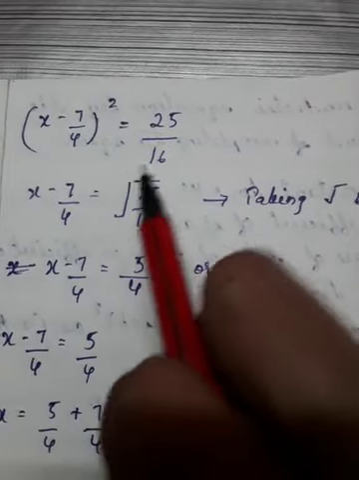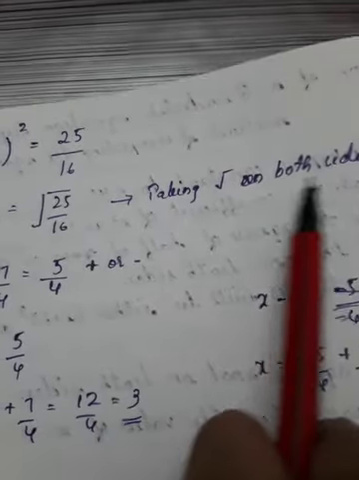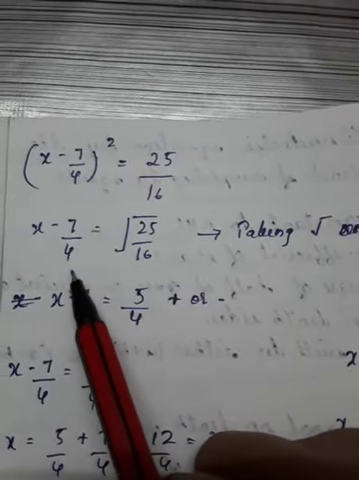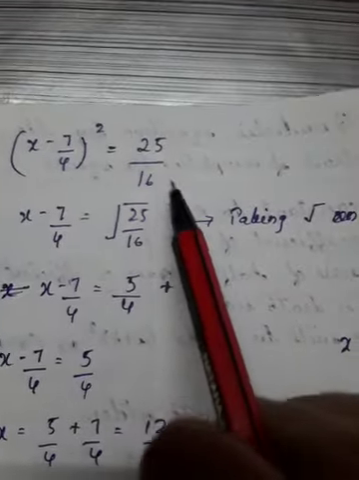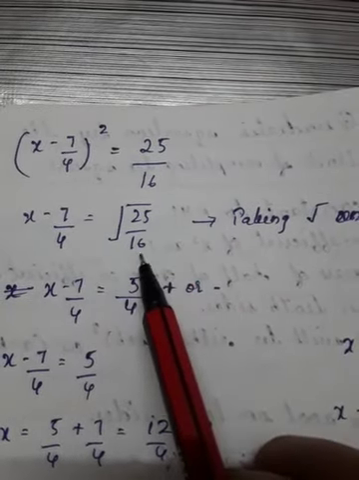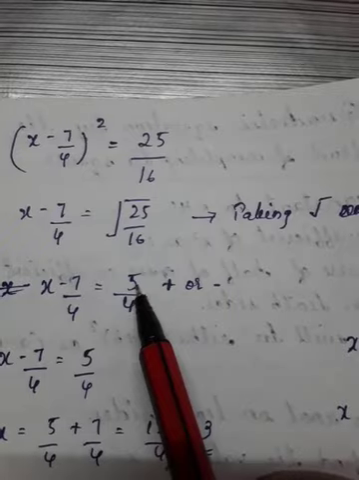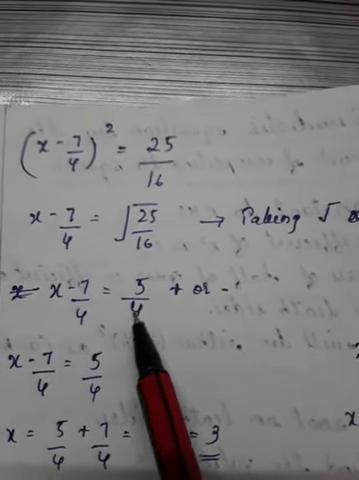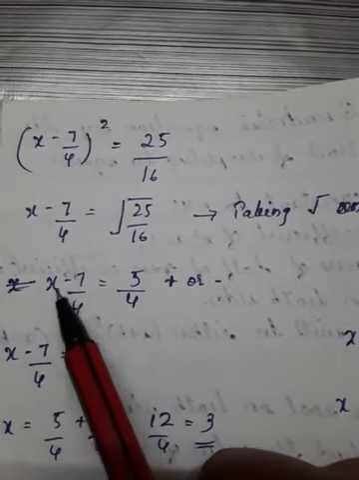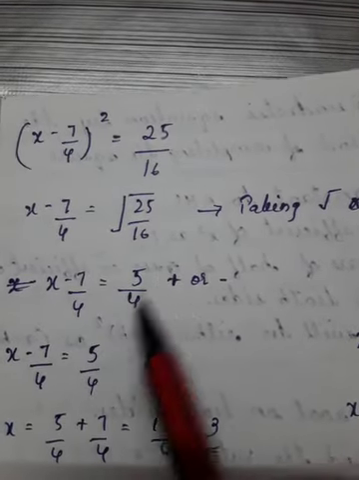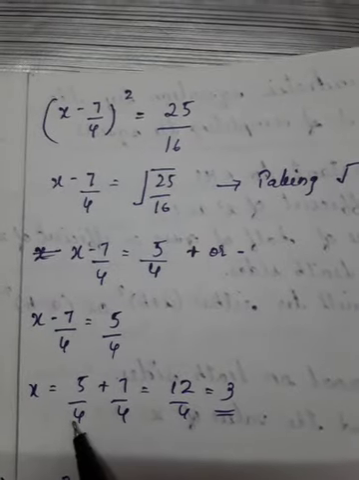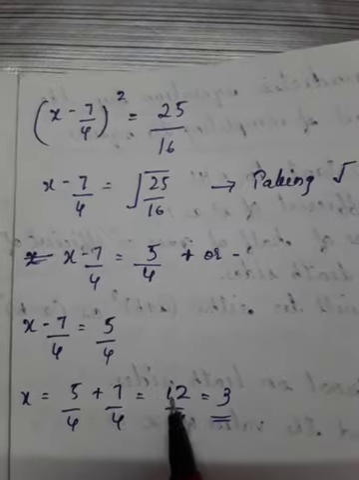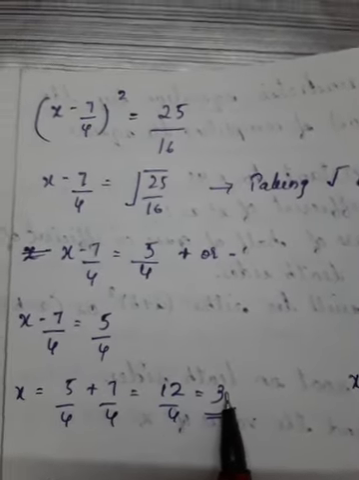Next step we need to take the square root on both sides. Taking square root on both sides. When we take the square root here, then we get x minus 7 by 4 itself. This square will go. Then root of 25 by 16 means root of 25 is 5. Root of 16 is 4. It will be plus or minus. So x minus 7 by 4 is equal positive 5 by 4. Then x will be what? 5 by 4 plus 7 by 4, that is equal 5 plus 7, 12 by 4, that is equal 3.